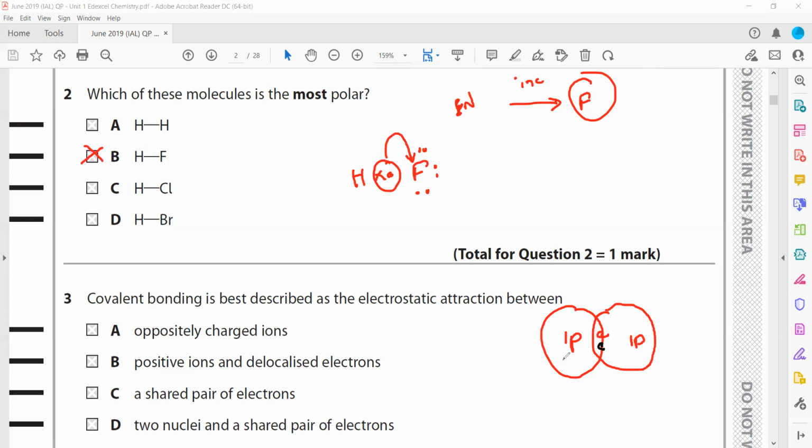In terms of the covalent bond, the electrostatic attraction is the attraction between the nucleus and the electrons, because the nucleus is positively charged and electrons are negative. So the attraction between the nucleus and a pair of shared electrons is actually a covalent bond. That's why the bond remains intact when the atoms are closer to each other.